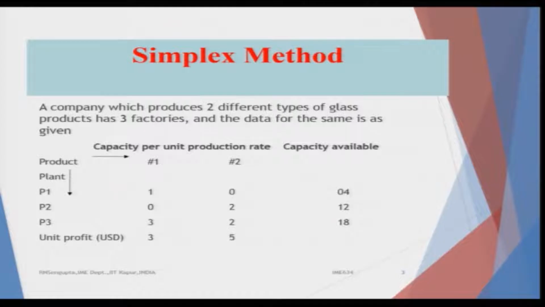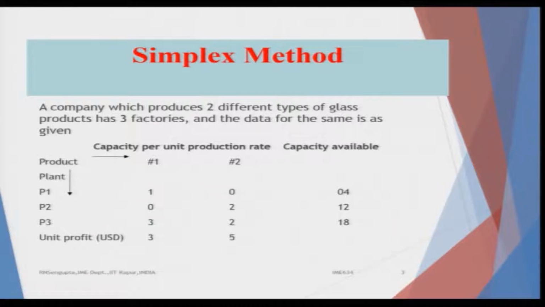Let me read it. A company which produces 2 different types of glass products has 3 factories, and the data for the same is as given below. The plants P1, P2, P3 are given along the first column on the left hand side, and the products, 1 and 2, are given in the second and third columns. These are the capacity per unit production rates, and the capacity available from plant 1, plant 2, plant 3 is respectively given as 4, 12 and 18.